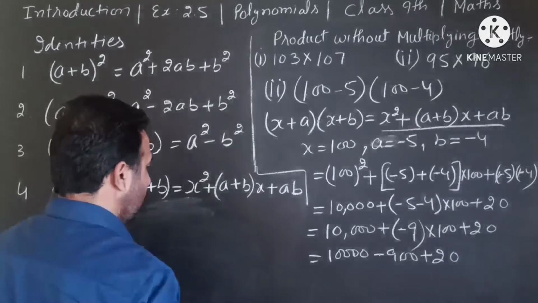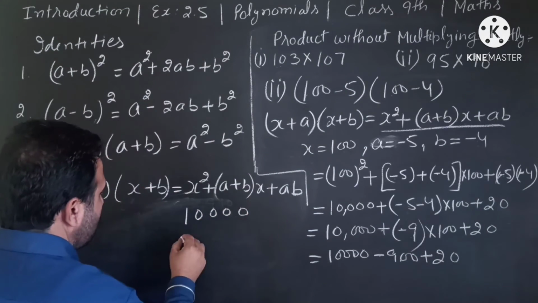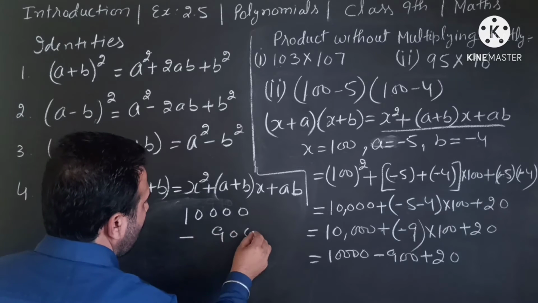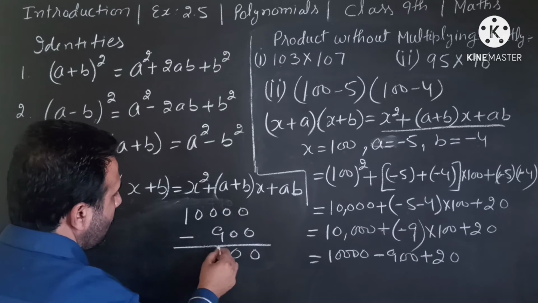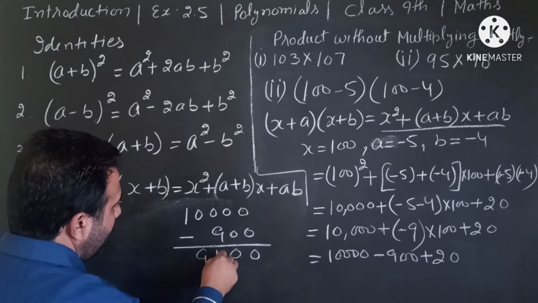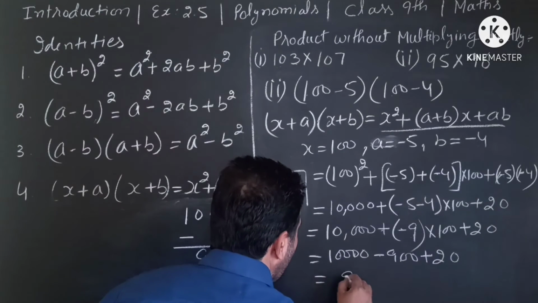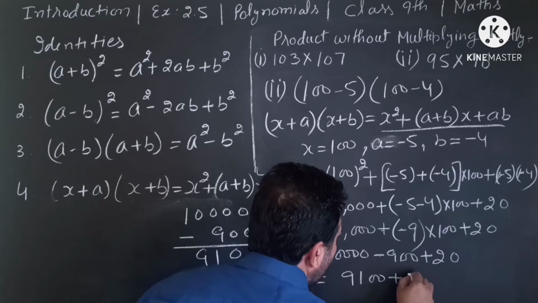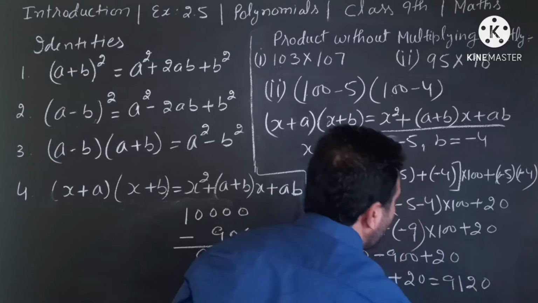Now we will subtract 10,000 subtract 900. So 0 minus 0, 0, here 0, and 100 minus 9, that is 91. Okay, so 9100 plus 20 equal to 9120.